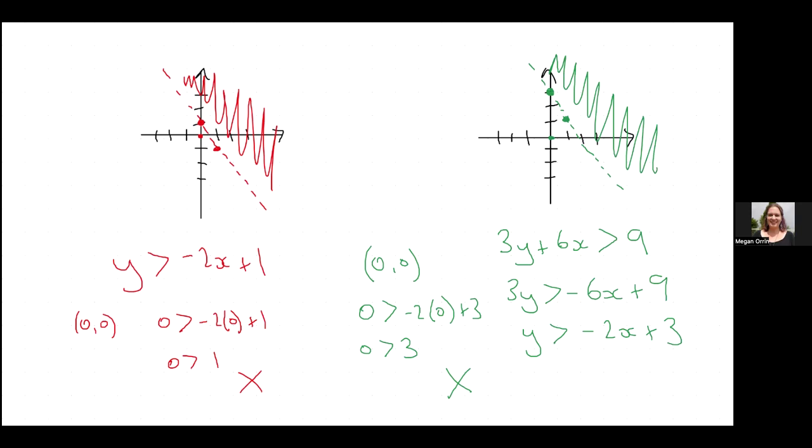Now, the number one thing that's a little bit annoying is that sometimes the question says color in the unwanted region. If it doesn't specify, you are coloring in the region that satisfies the inequality. You're coloring in the side that's true. But sometimes the question will say shade the unwanted region, so you're shading in the region that doesn't work. Just make sure you read the question carefully so you don't color in the wrong bit.